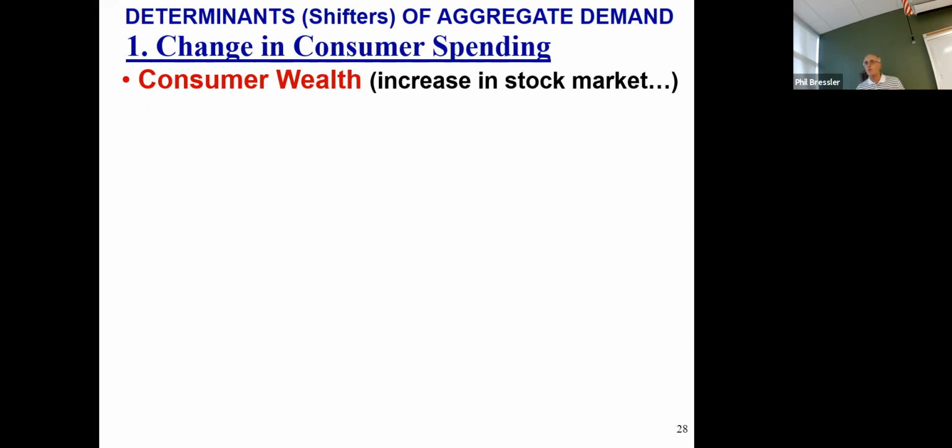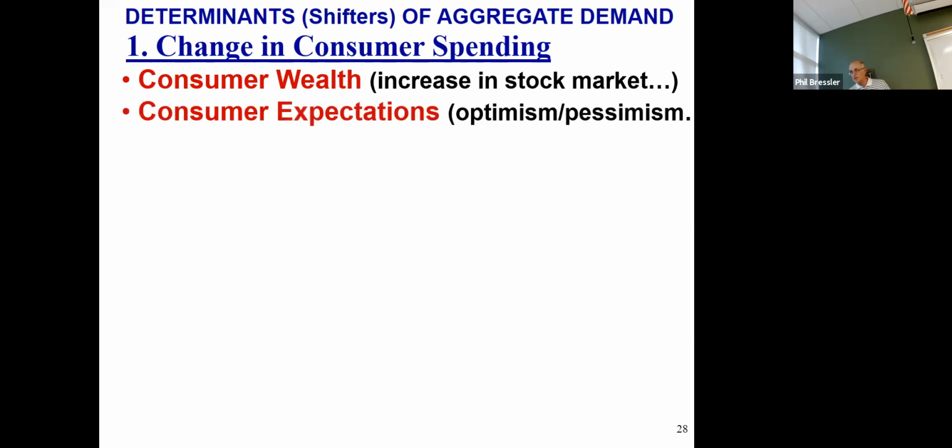Anything that changes wealth, so an increase in the stock market, would get us where we have more money. An increase in income would get us more money. Optimism always shifts aggregate demand right. Pessimism always shifts aggregate demand left. Why? If we're optimistic, businesses are going to build more restaurants, that's investment. Consumers are going to spend more because they think they're going to make more.